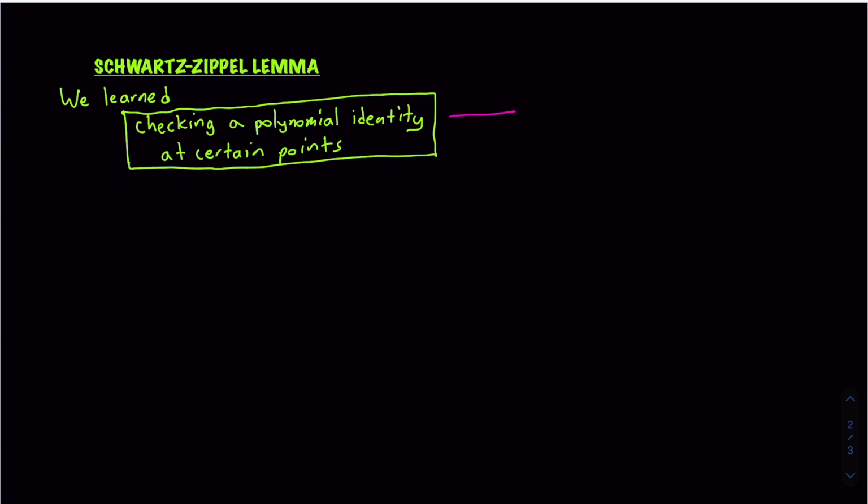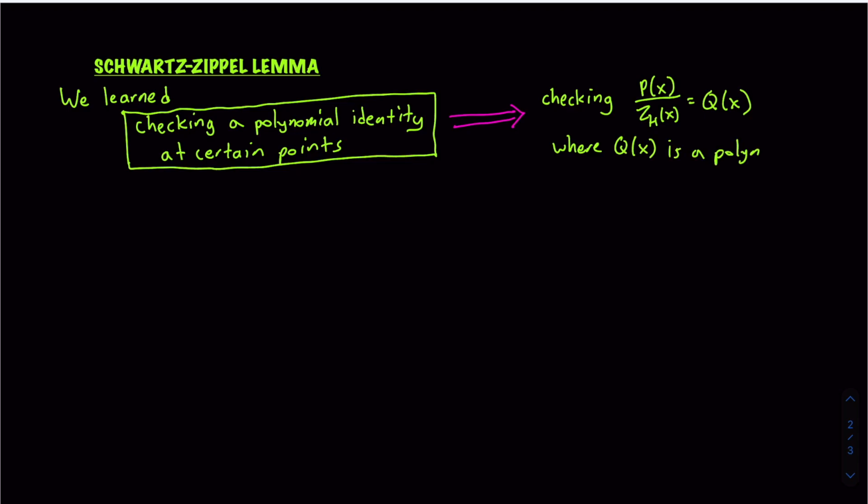So we just learned that we can turn the problem of checking a polynomial equation, like a of x times b of x equals c of x, at specific points such as x equals 0, 1, 2, and 3, into a different problem. Instead of checking those points one by one, we check whether p of x divided by z sub h of x is actually a polynomial, which we call q of x.